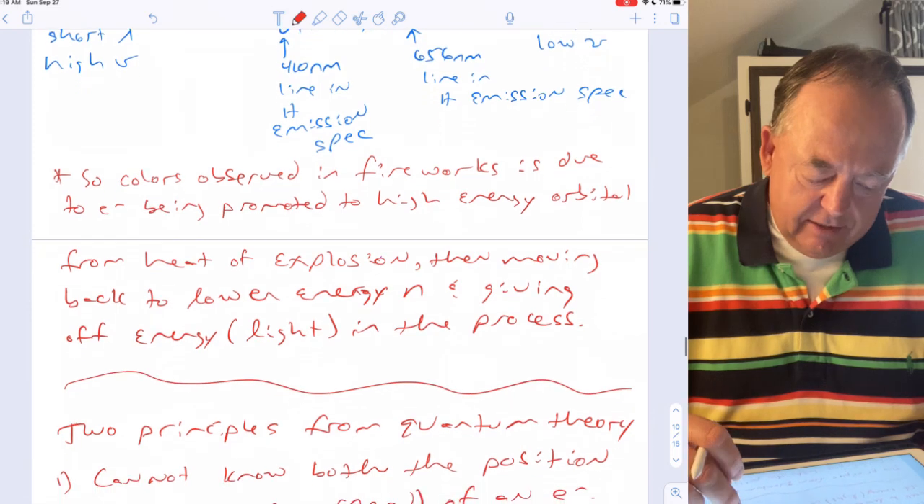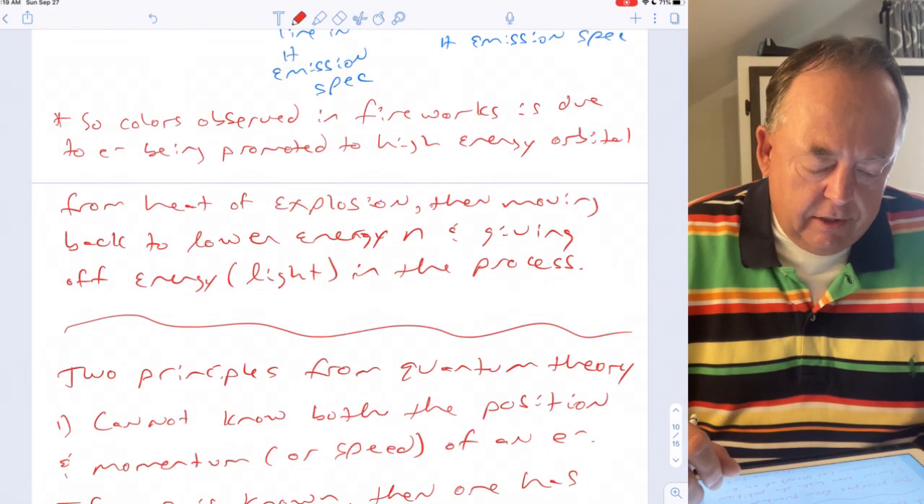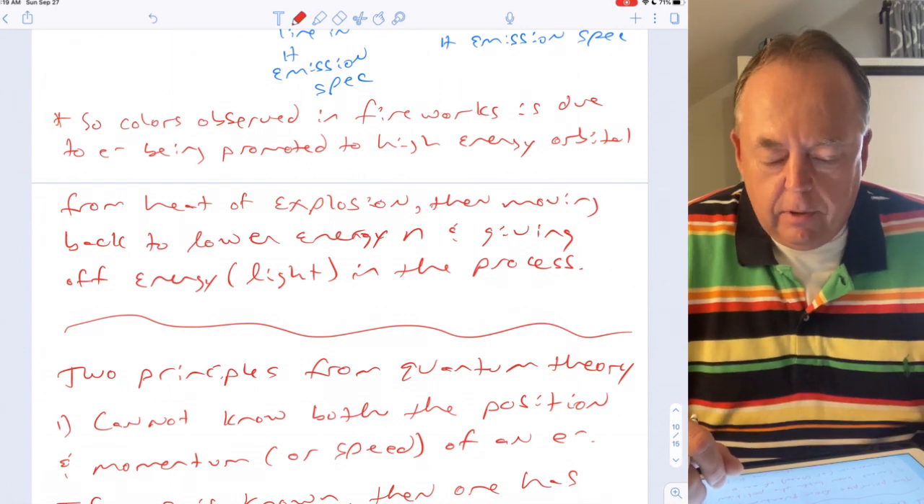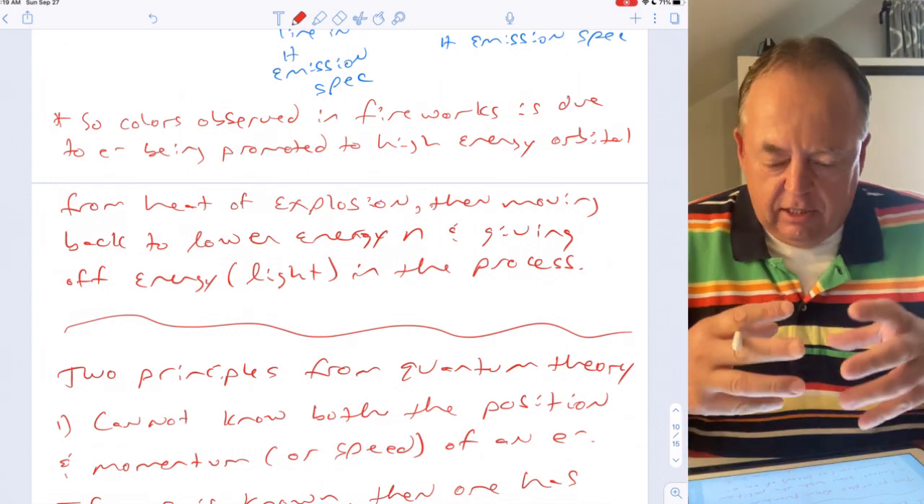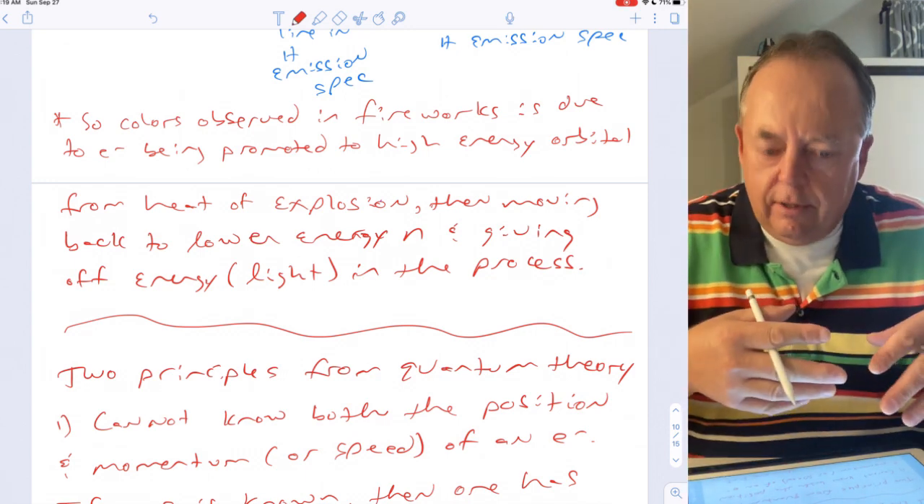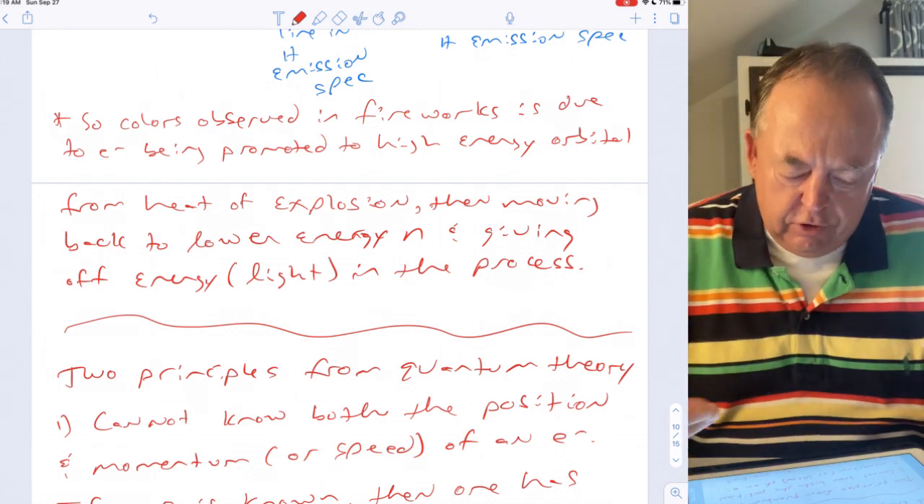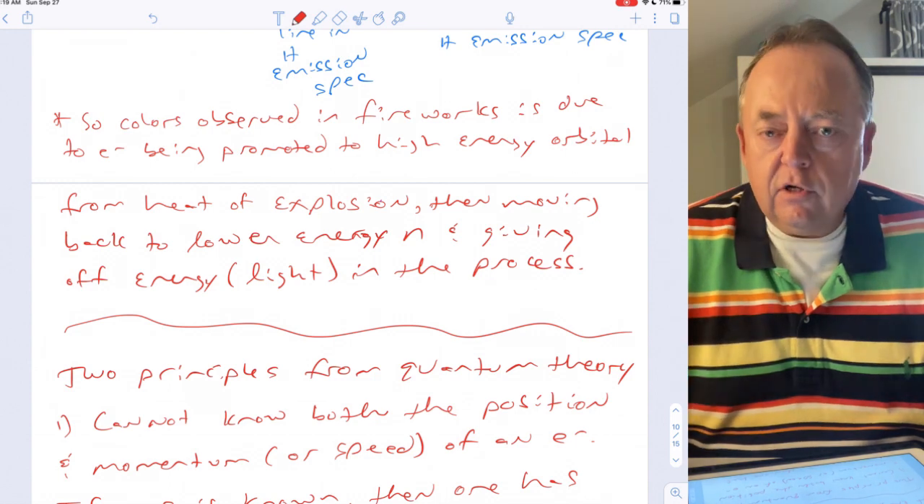Okay, so hopefully that made sense. So the colors that you observe in fireworks is simply due to electrons being promoted to higher energy orbitals from the heat of the explosion. And then those electrons are now in excited states, they're higher energy orbitals, and then they start falling back to lower energy orbitals. And when they do so, they give off light of different wavelengths, different frequencies, and hence different colors.